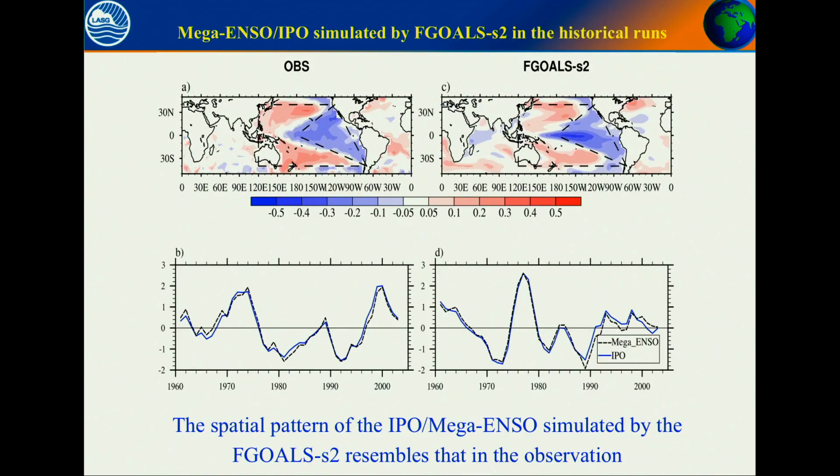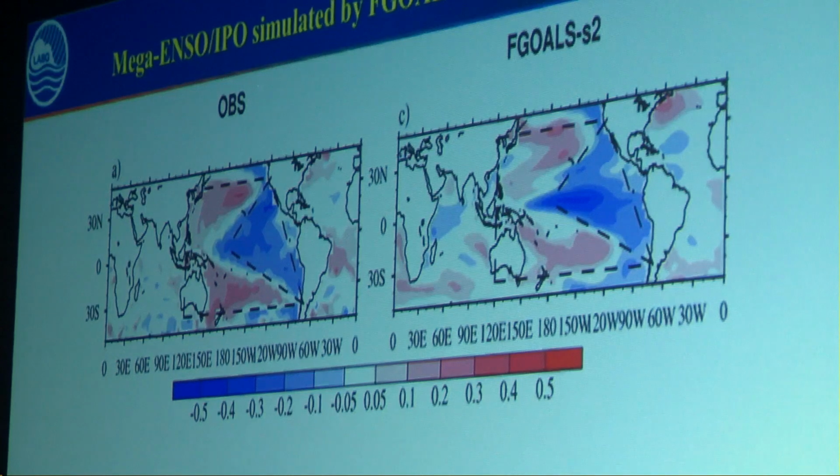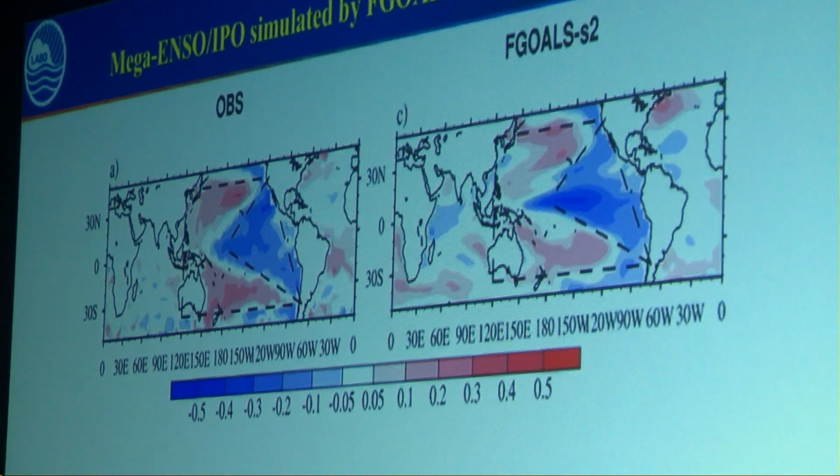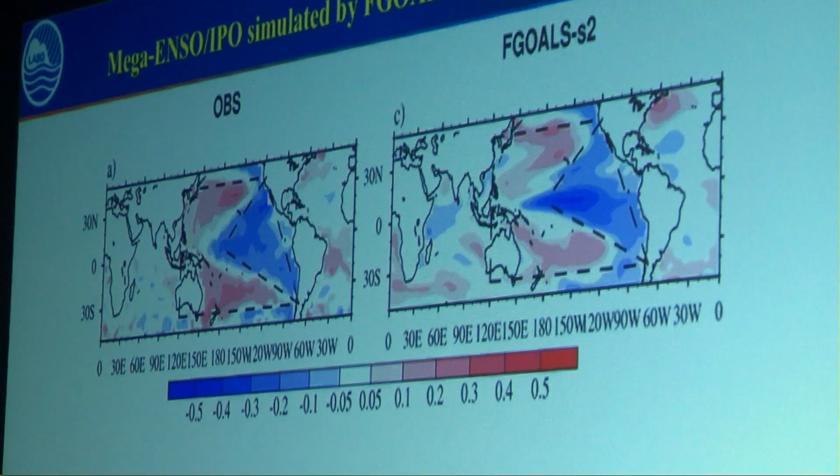How about the IPO or PDO? We first compare the PDO mode in the model world with the observation. Please note here the model data is actually a historical run, not a decadal prediction run. If we compare the patterns between the model and the observation, you can find the pattern of PDO in the model world resembles that in the observation. That means the model shows reasonable results in the simulation of the PDO mode.